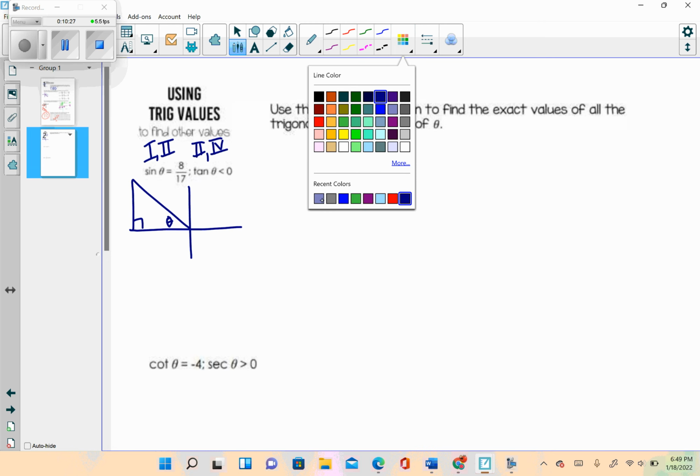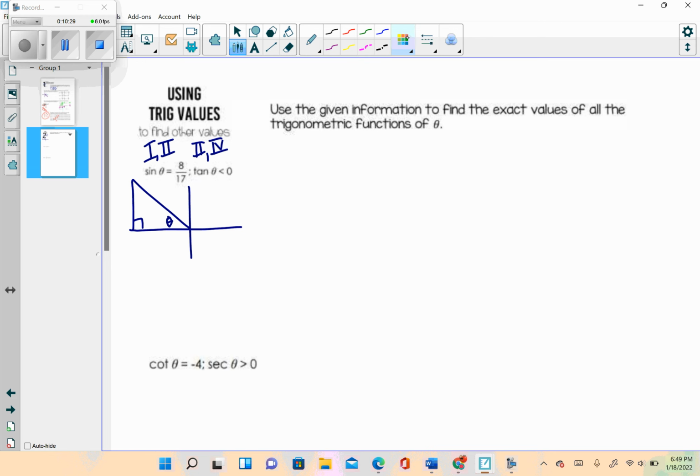Now we're going to use what we're given. We're given that the sine is 8 over 17. And by definition, sine is opposite over hypotenuse. We know that to be true.